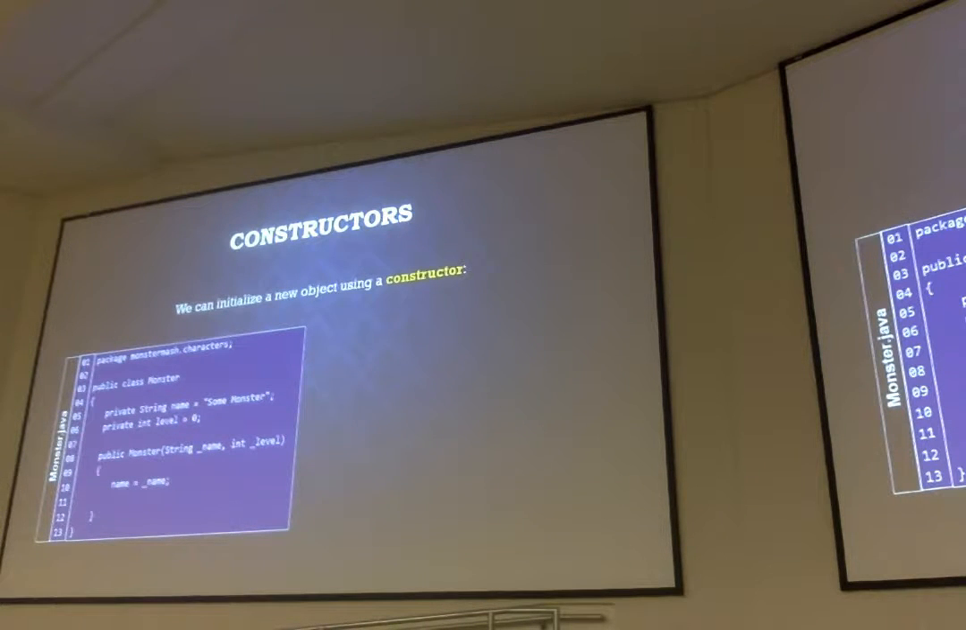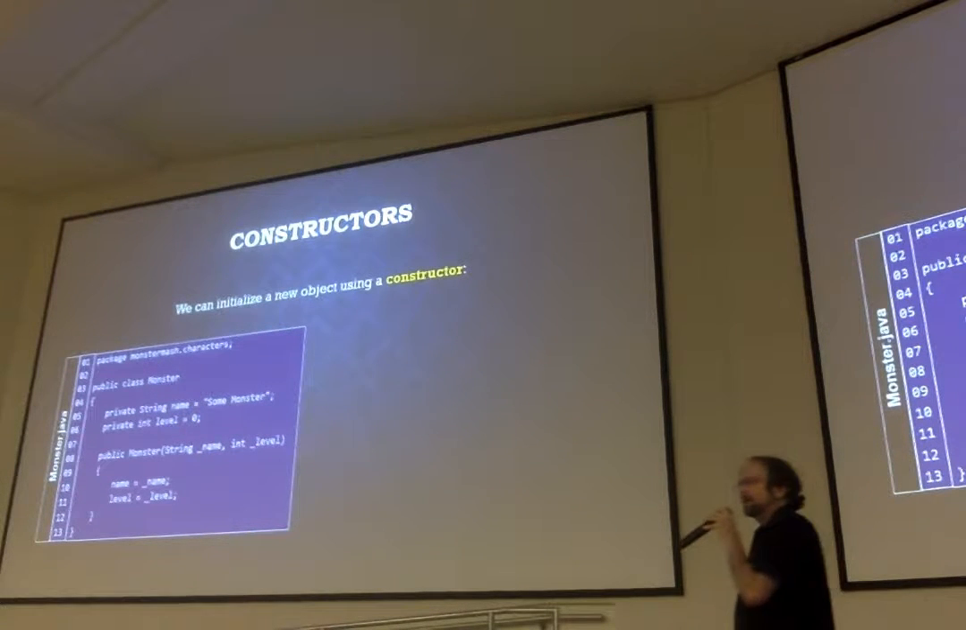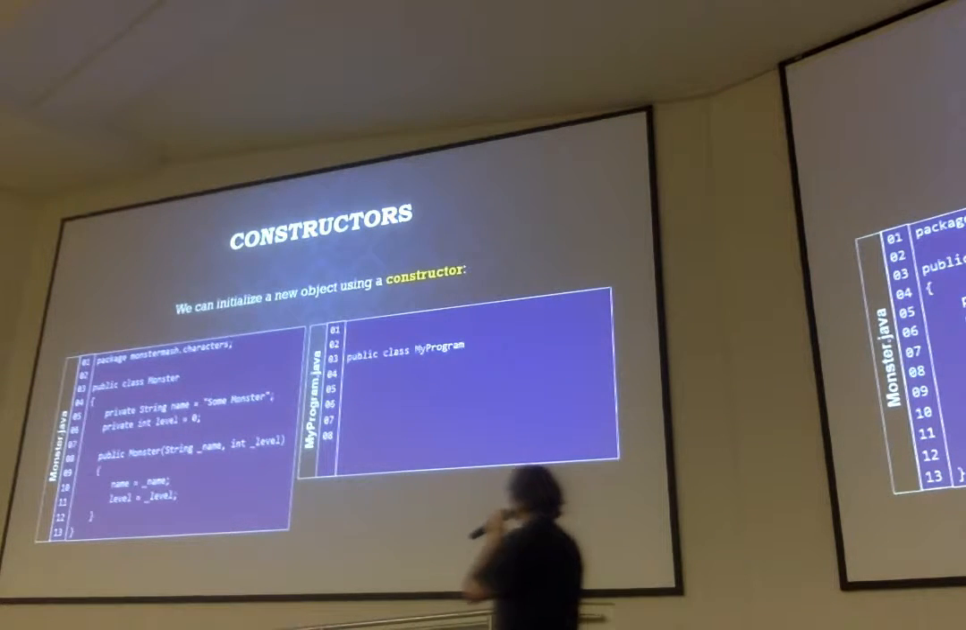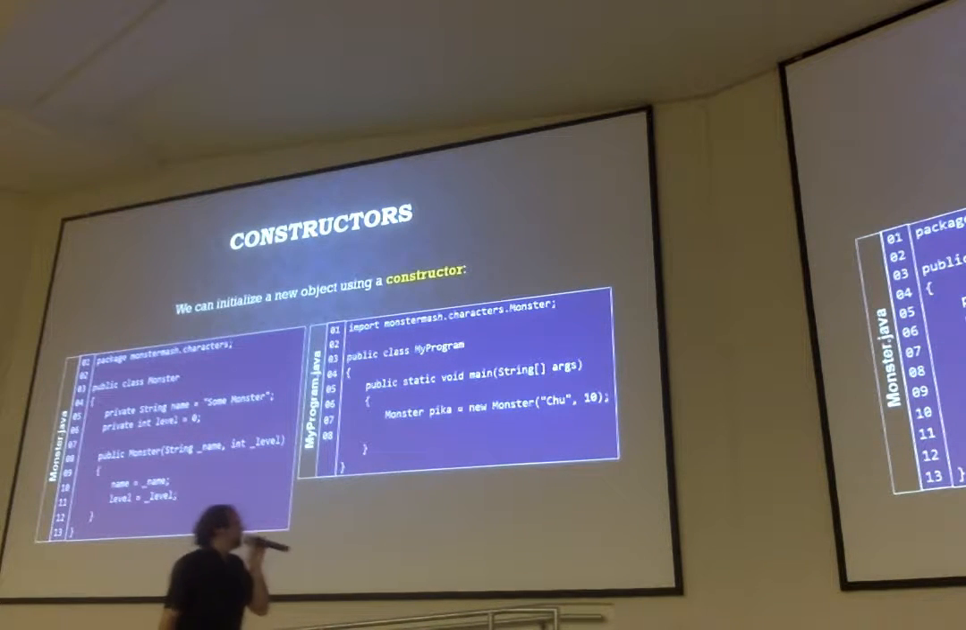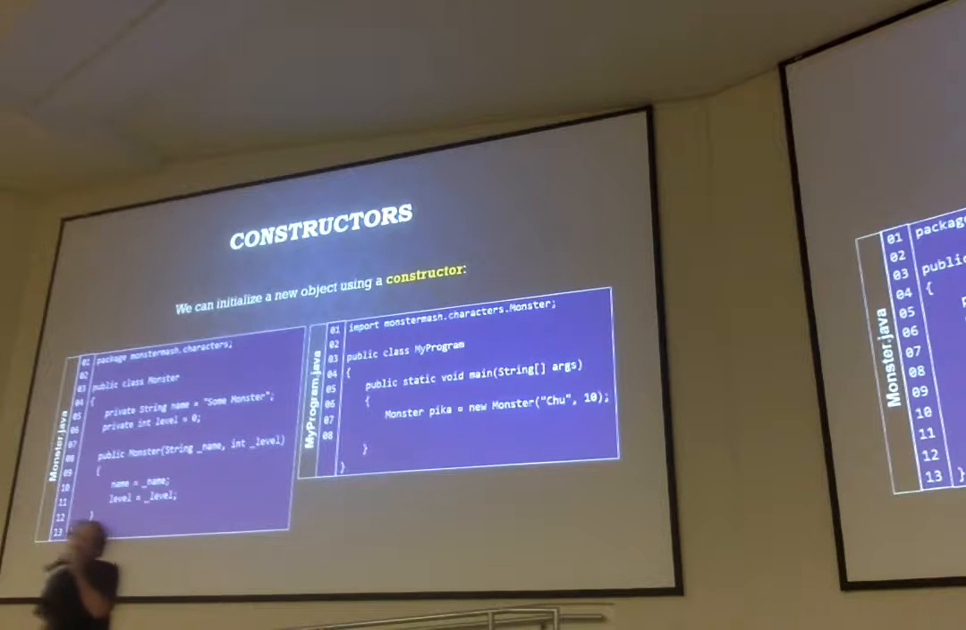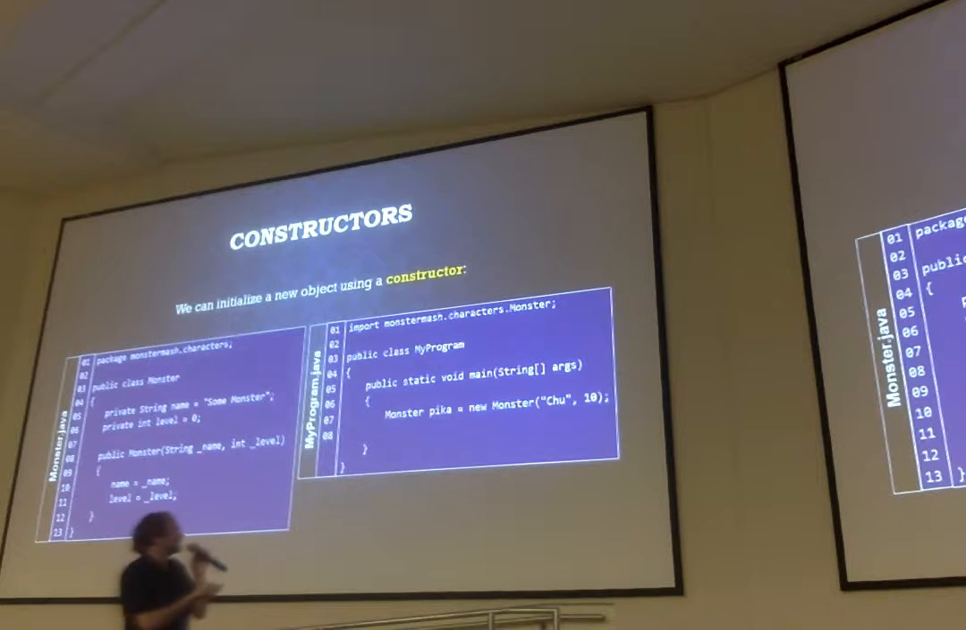Then I can set the name equal to underscore name, and I can set the level equal to underscore level. The way that we would turn around and use this is in the program. When we want to create a new monster object, rather than just having the open parentheses, close parentheses, I actually put the values in here.